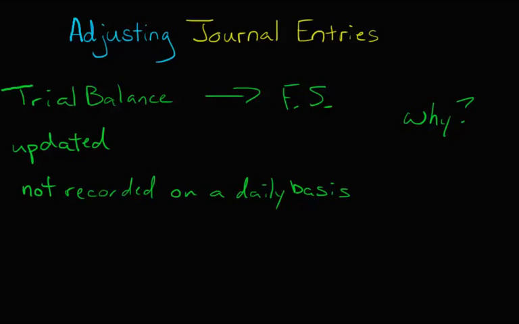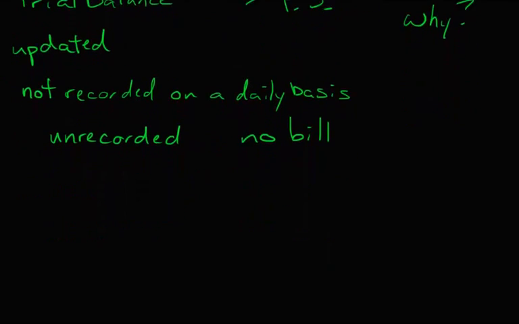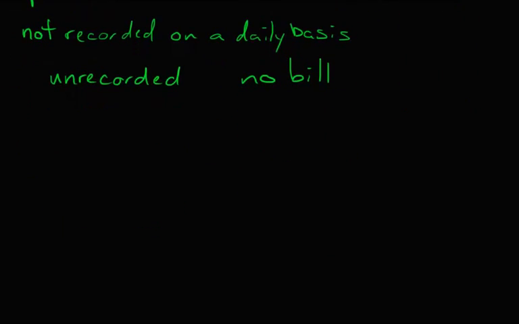So in some cases, an item might just be unrecorded. Maybe you've incurred some kind of expense, but you haven't actually received a bill in the mail yet, or something like that. In that case, you need to make an adjustment. So let's look at an example of an adjusting journal entry that would be quite common.